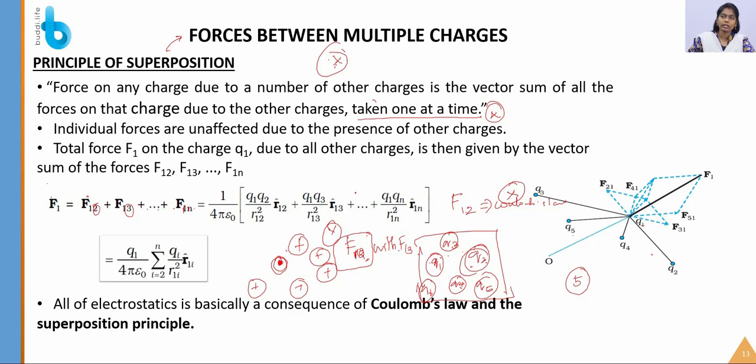That has a derivation which is 1 by 4 pi epsilon naught, which is a common value termed as k, and then q1 q2 divided by r12 square.